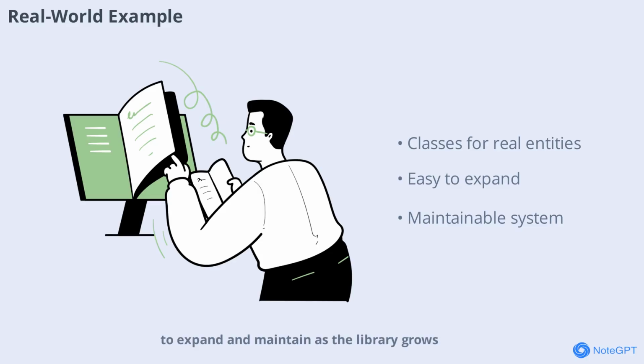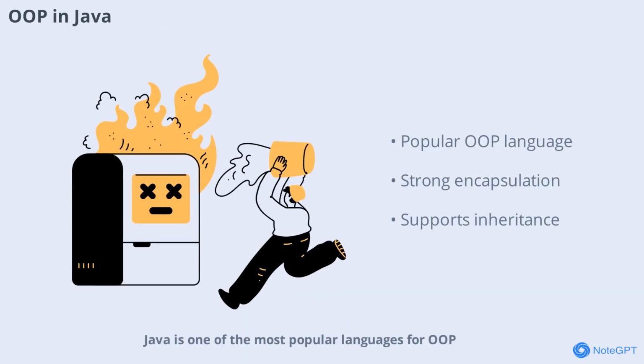Java is one of the most popular languages for OOP. Its syntax and structure are designed around OOP principles, making it a great language for learning and applying these concepts. Java enforces encapsulation, supports inheritance and polymorphism, and provides powerful tools for building object-oriented applications.